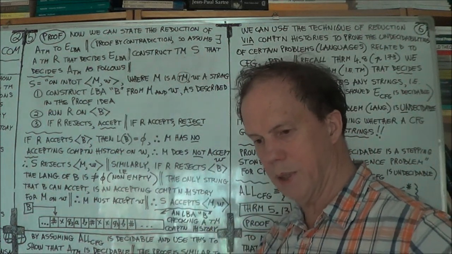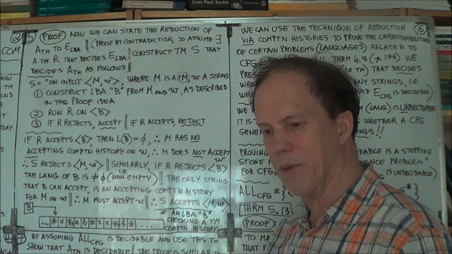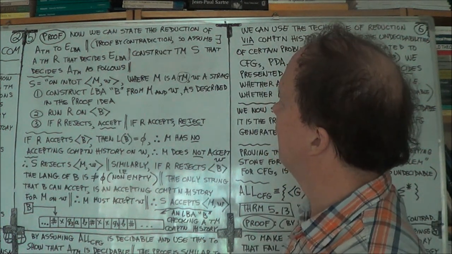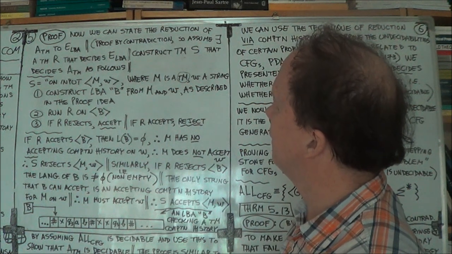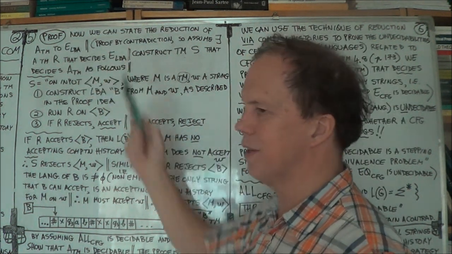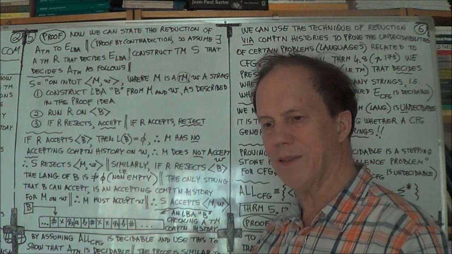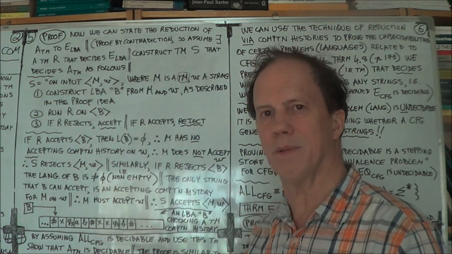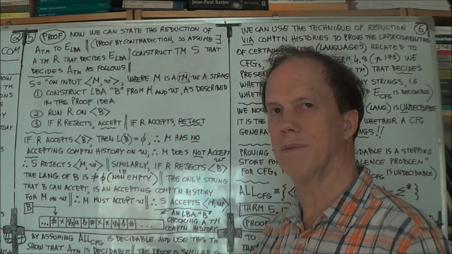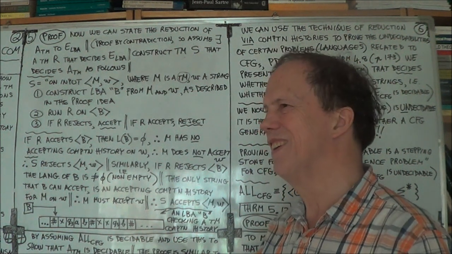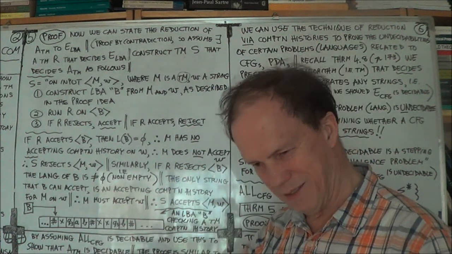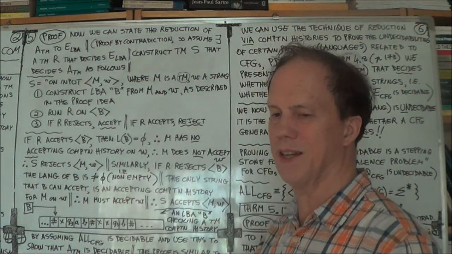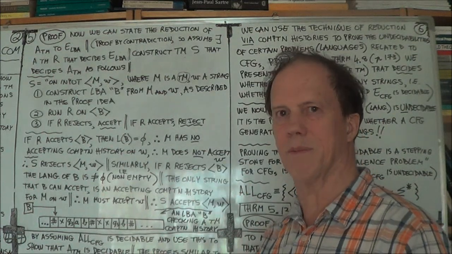So we go back to the beginning and negate what we assumed, which was that ELBA is decidable, and therefore it's undecidable. Right.